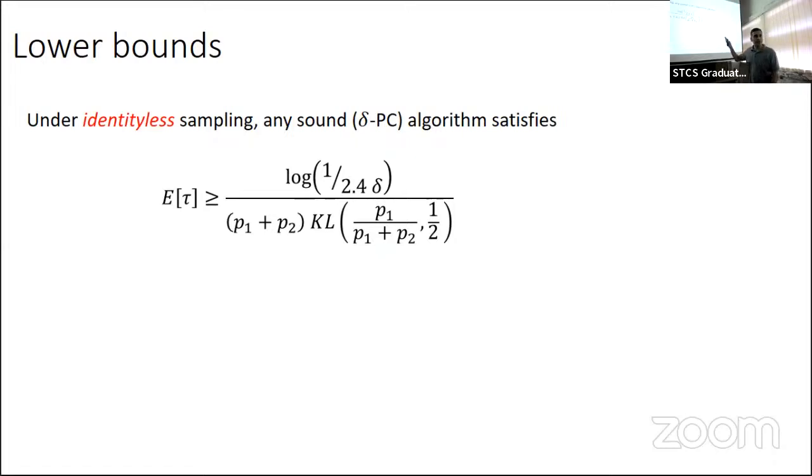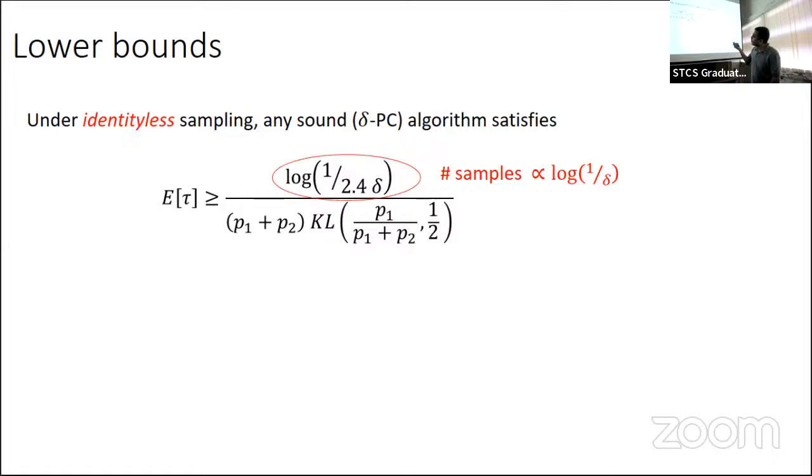So I'm not going to go into the proof of this because any of you who have seen, for example, lower bounds in stochastic bandits, the machinery is exactly the same. These are standard kind of change of measure based arguments. So there's nothing new here. So I'm going to basically just highlight the structural aspects of this lower bound itself.